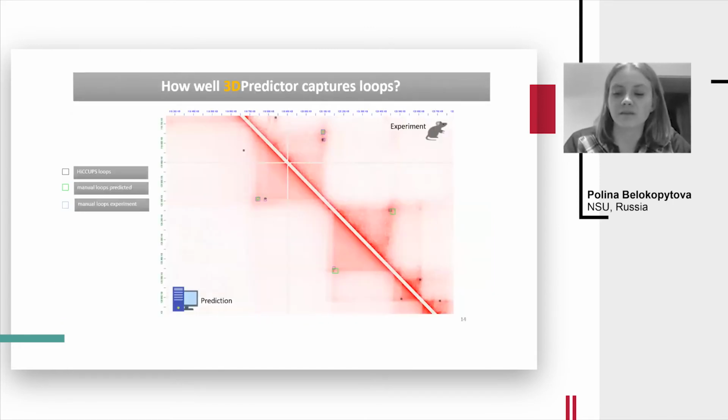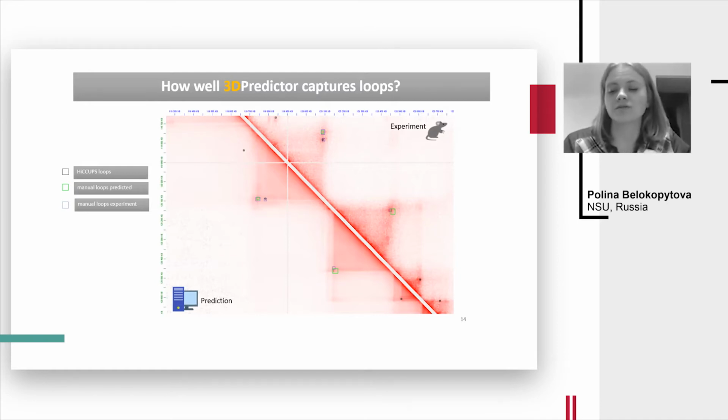For example, I think everyone here knows that the main features of Hi-C maps are TADs and loops. So how well does 3DPredictor capture loops? Here's the predicted Hi-C map. As you can see, sometimes this algorithm really captures loops, like here in this case, but sometimes it fails. But in general, yes, this algorithm predicts the main 3D genome structures.